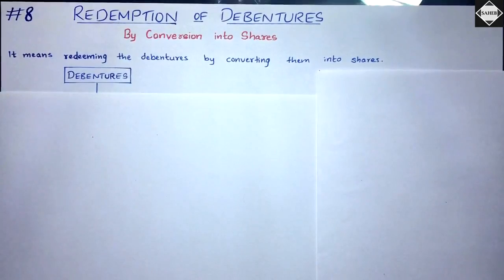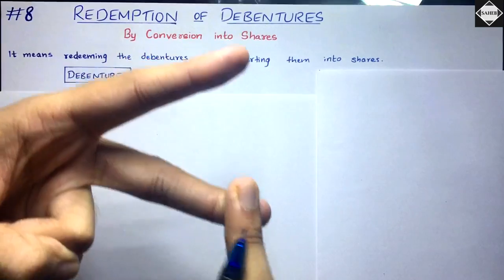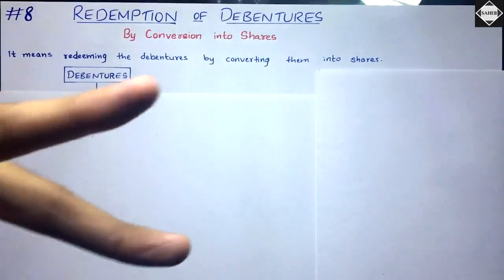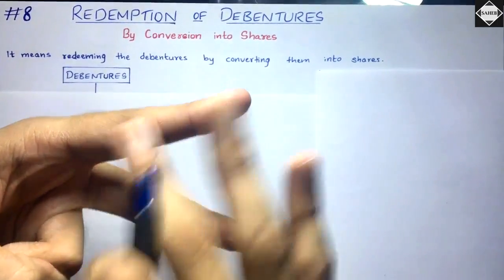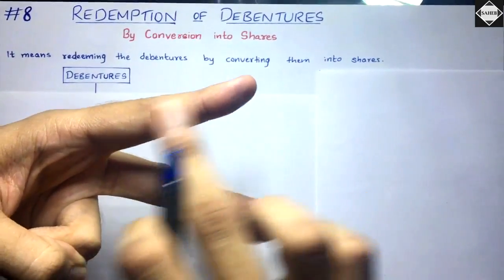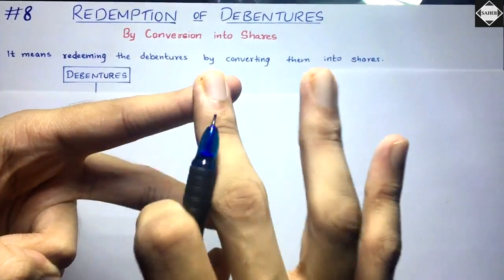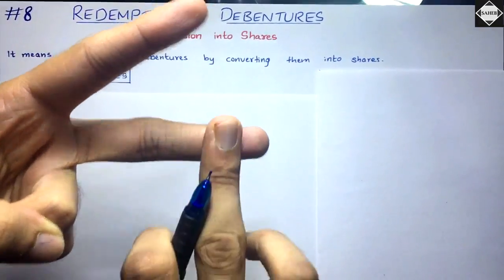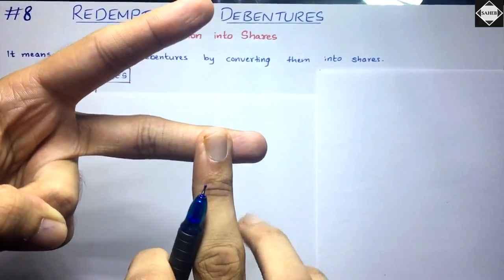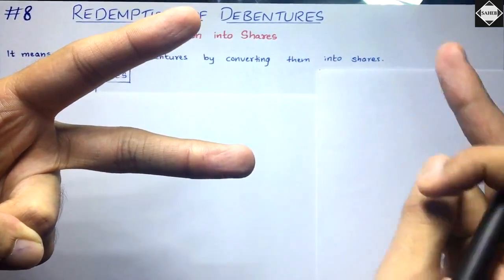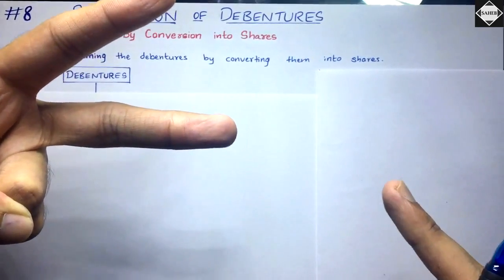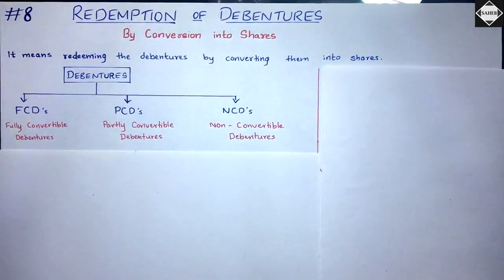Now you have to understand which type of debentures can be converted into shares. You all know that on the basis of convertibility, debentures are of 2 types: convertible debentures and non-convertible debentures. Here in this method we are talking about conversion, and non-convertible means it will not be converted, so this category is completely out of the picture. Non-convertible debentures, we also call them NCDs. And then you have convertible debentures, which are also of 2 types: FCDs, fully convertible debentures, and PCDs, partly convertible debentures.